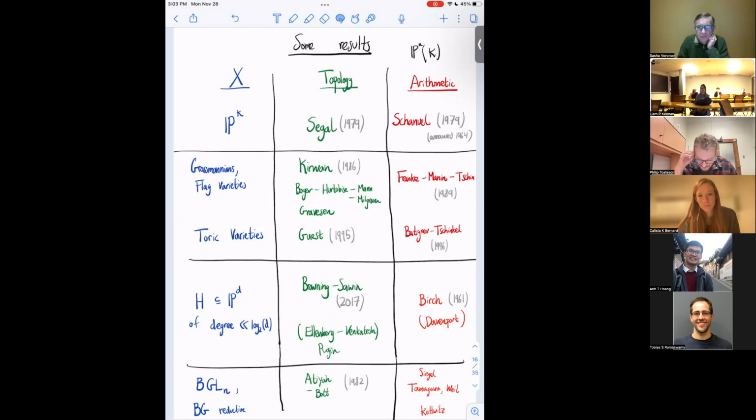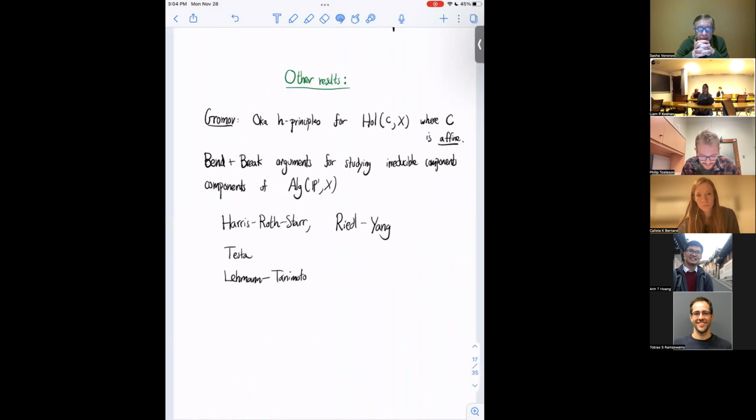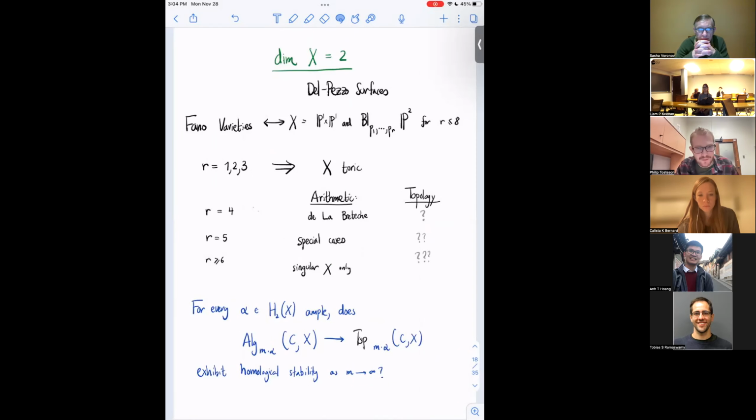And then maybe the last thing I want to say is that, instead of just considering your target X to be a projective variety, you could also consider the target being some sort of a stack. And in that case, holomorphic maps from your curve to BGLN will be the space of holomorphic vector bundles of rank n on your curve. And that space of holomorphic vector bundles is actually close to the space of topological vector bundles. And so you can do homological stability in that setting too. And there's been some recent work too, by Banerjee and other people on this.